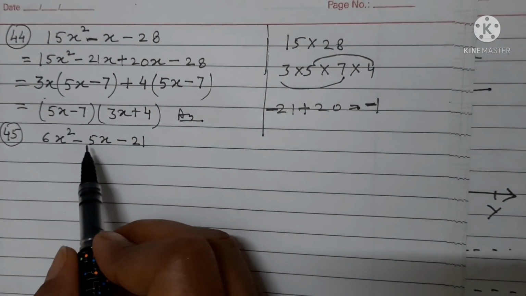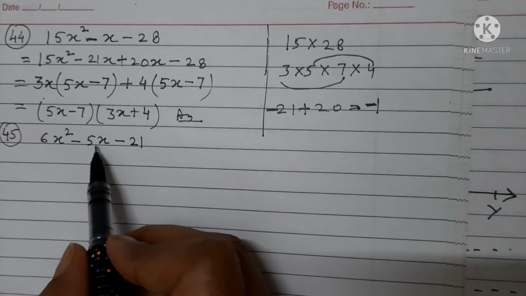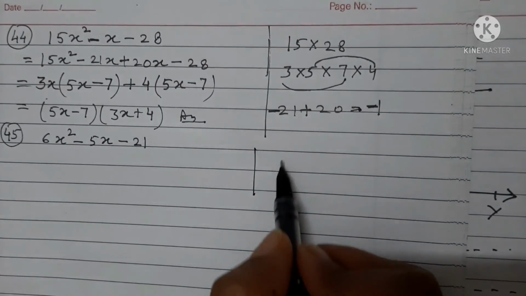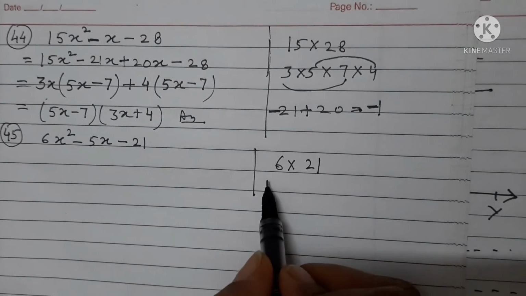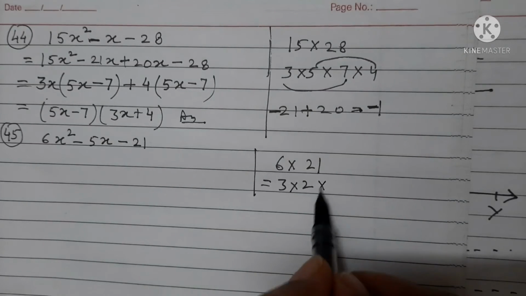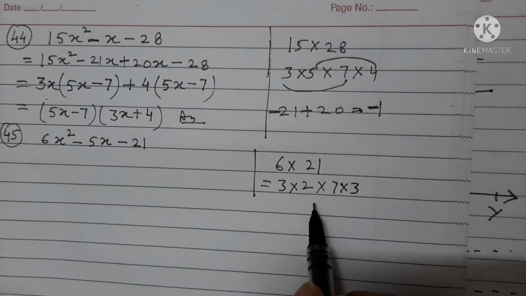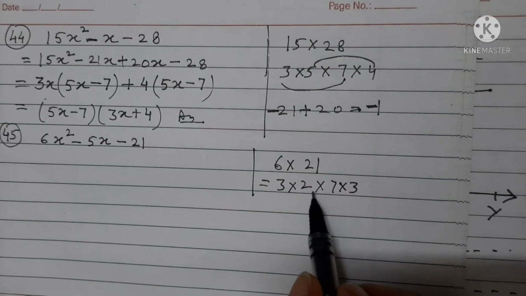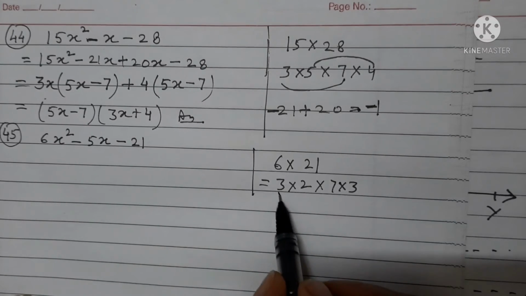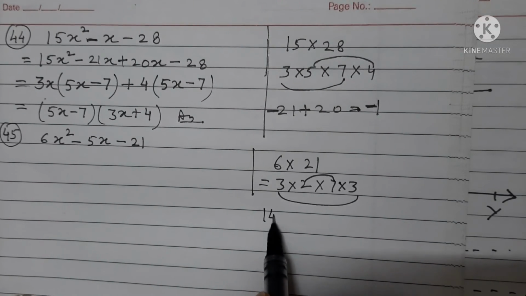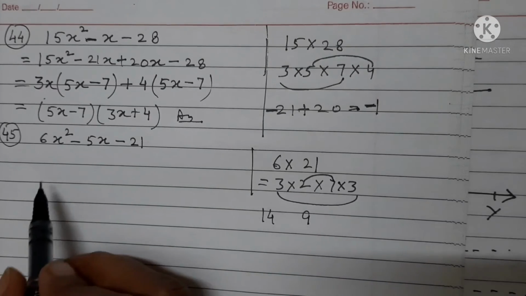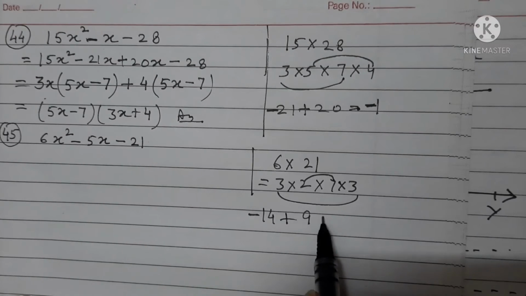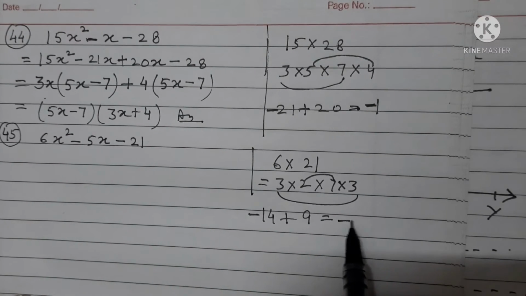Now I split the middle term into 2 parts, so the sum is minus 5 and the product is 6 into minus 21. 6 into 21: 3 2s are 6, 7 3s are 21. Now you require 5 minus 5. So here 7 2s are 14 and 3 3s are 9. 14 and 9 are the 2 parts, but because of the negative sign, the bigger number should be of minus sign. Minus 14 plus 9 is equal to minus 5.